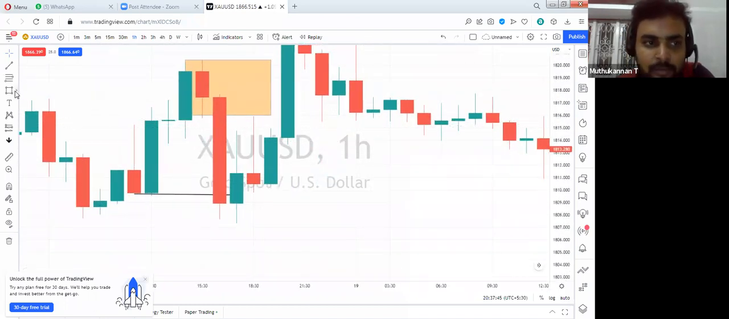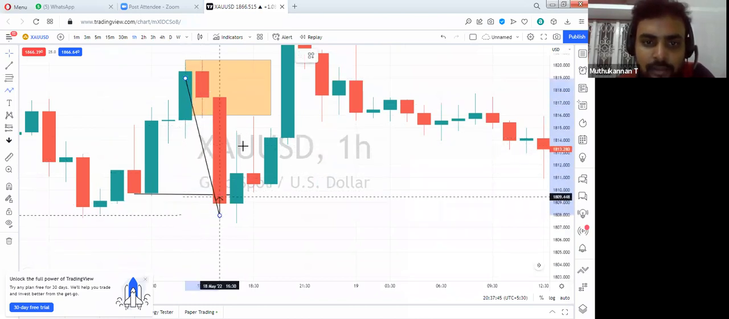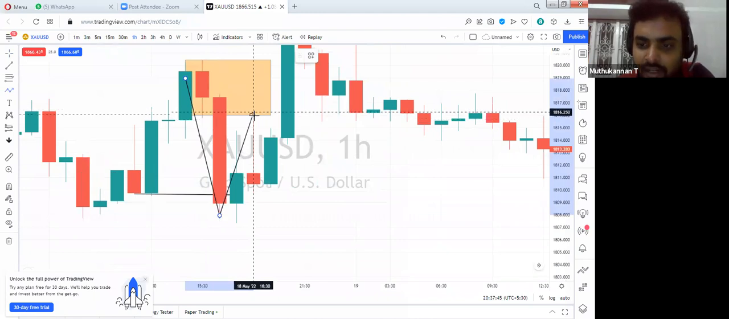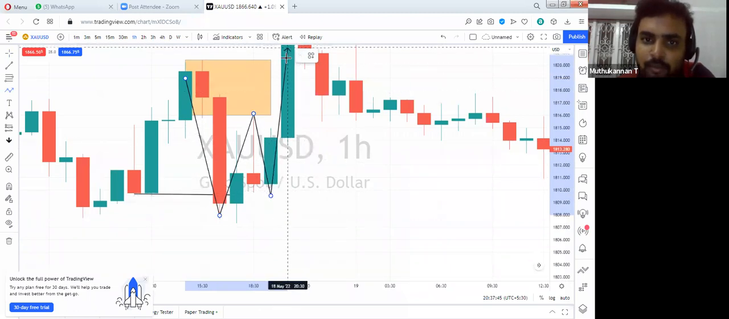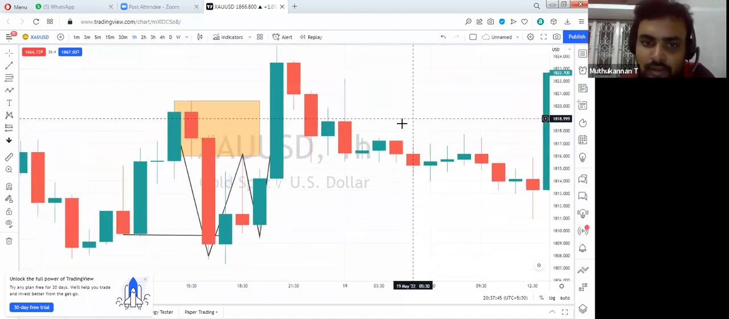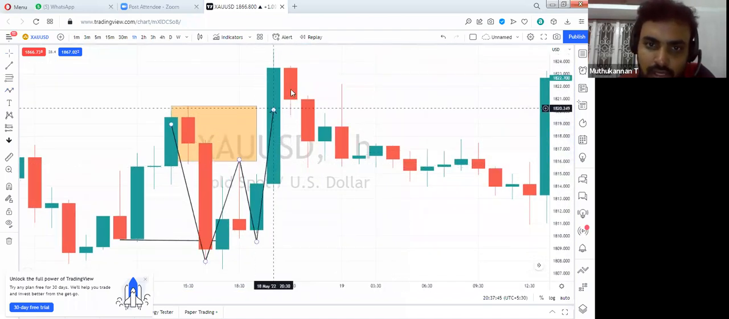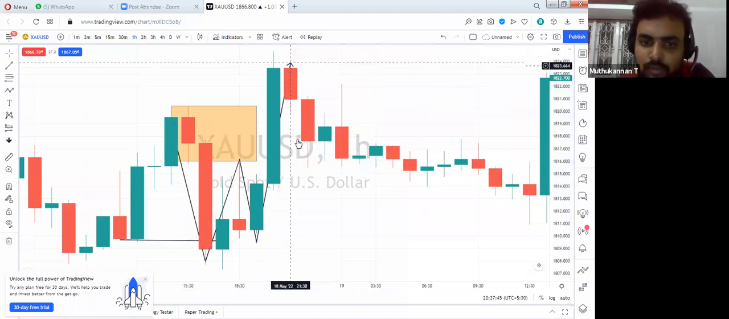So what will you be doing? You will be selling because you see this. You'll be selling when price touches this level, right? So you sold here, you guys sold here, and it gave you some points. But after that, what happened? Price went down, and immediately it's gone up. Correct? Immediately it's gone up.